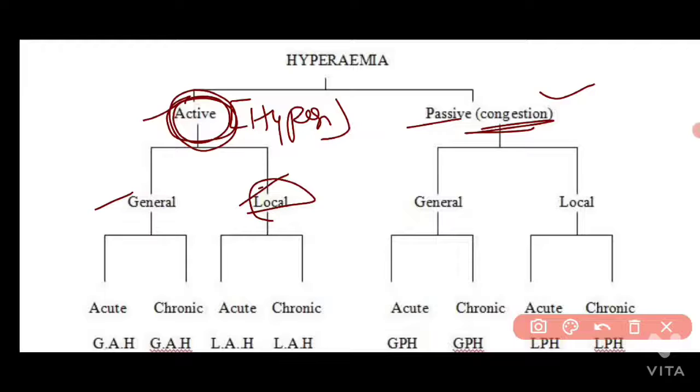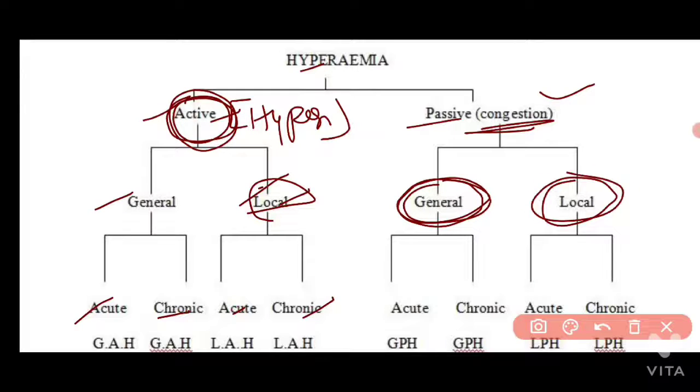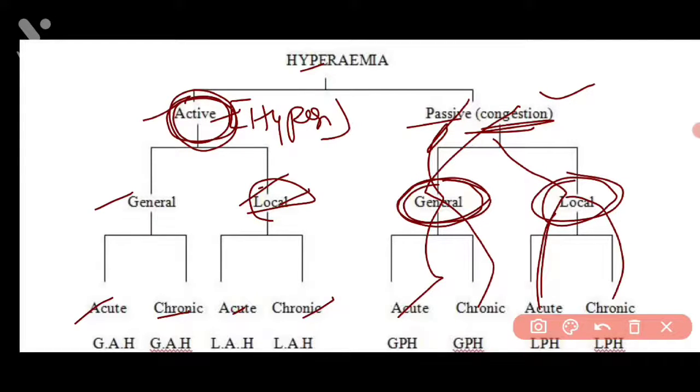And again, both general and local hyperemia are classified as acute and chronic. Acute general active hyperemia, chronic general active hyperemia. Same, acute local active hyperemia, chronic local active hyperemia. Now, in case of congestion, that is nothing but the passive hyperemia, it is again classified as general and local. General affects the whole body, and local is restricted to a regional part of the body, and it is again classified as acute and chronic. In such condition, we refer to it as acute general congestion, chronic general congestion, and acute local congestion, chronic local congestion.